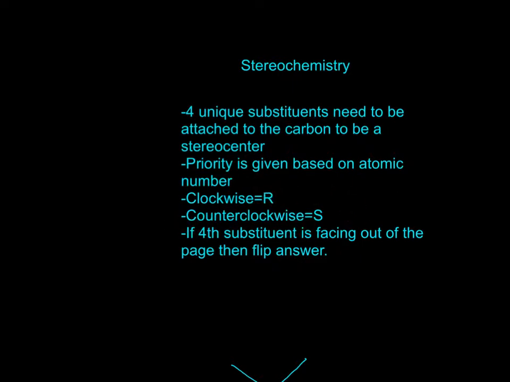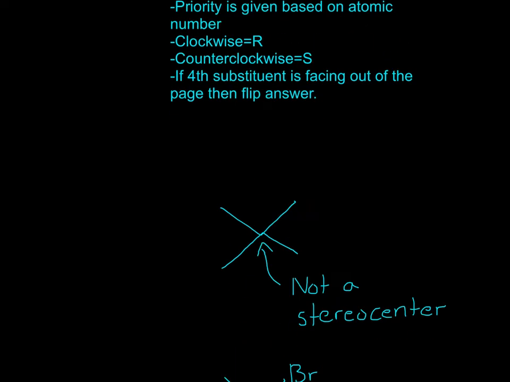And finally, if the 4th substituent is facing out of the page, which will be a wedge, then you have to flip your answer. So if you got S, then it'll become R. If you got R, it'll become S. So let's see some examples.